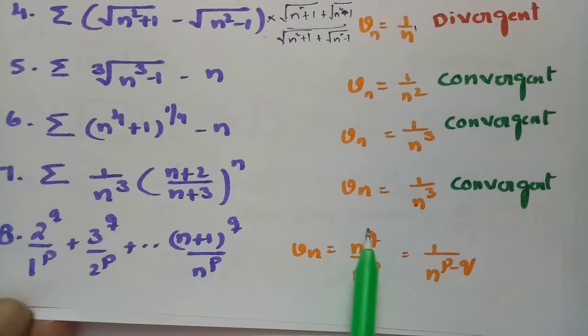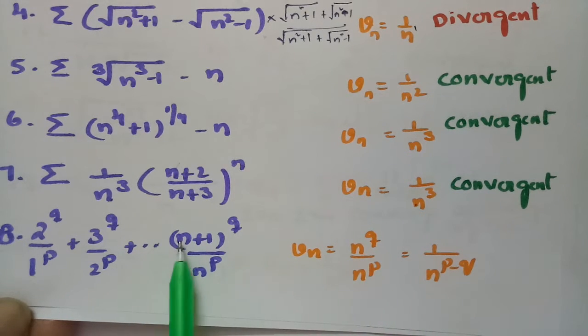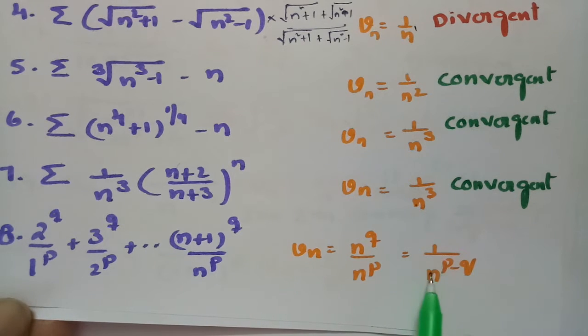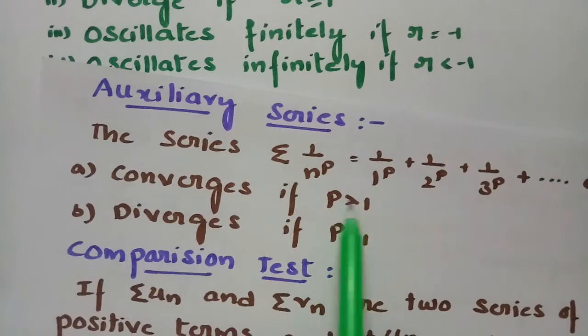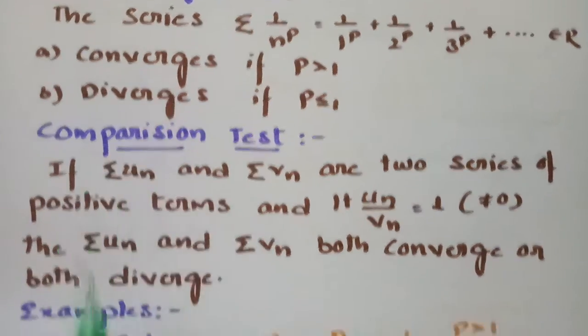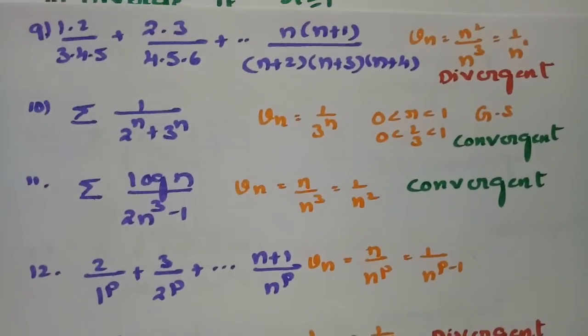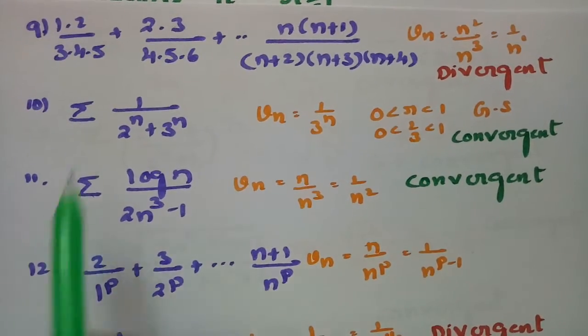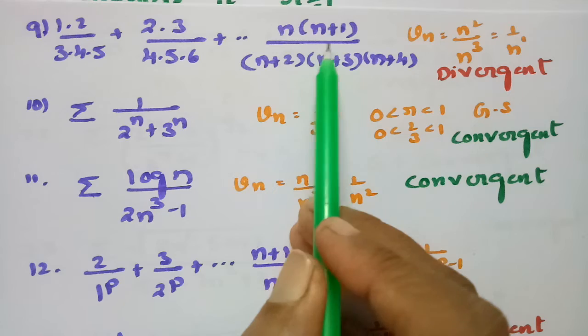In this case also, in the numerator we have n power q and in the denominator we have n power p, so we can write it as n power p minus q. If p minus q is greater than 1, then it is convergent. If it is less than or equal to 1, this is divergent. So these are all the set of questions where we need to apply the comparison test and p test.